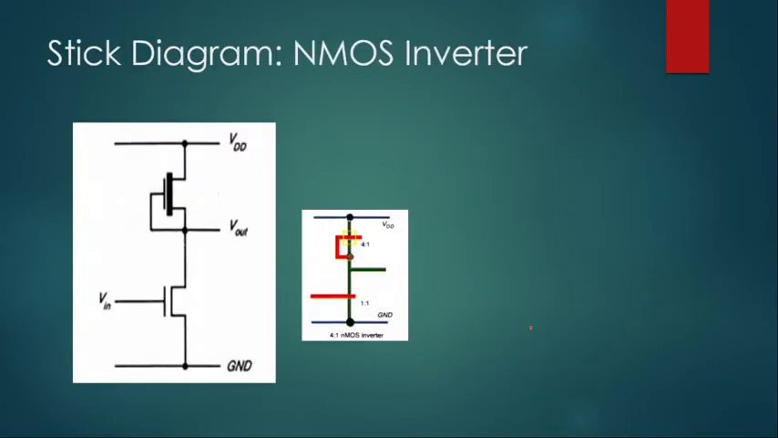So now first of all we will study how to make the stick diagram for the NMOS inverter. So basically what is an NMOS inverter? See, an inverter will always be an inverter. Inverter means it should give you 1 to 0 and 0 to 1. But NMOS inverter means your load transistor and driver transistor both should be of NMOS type. So it can be enhancement type NMOS also, or depletion type NMOS also.